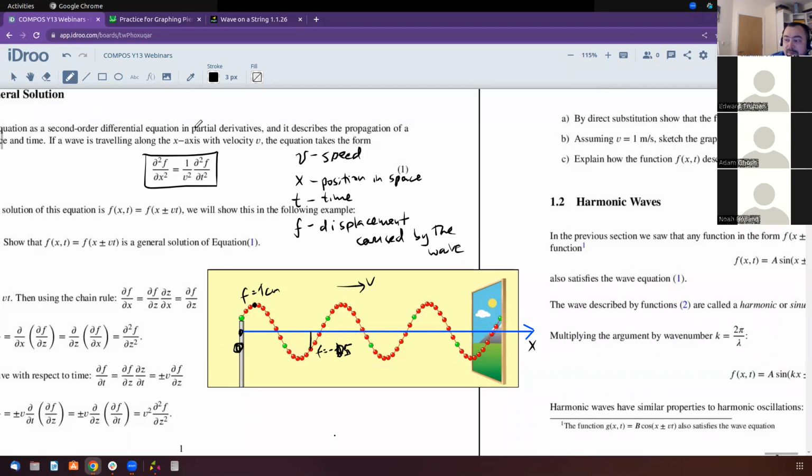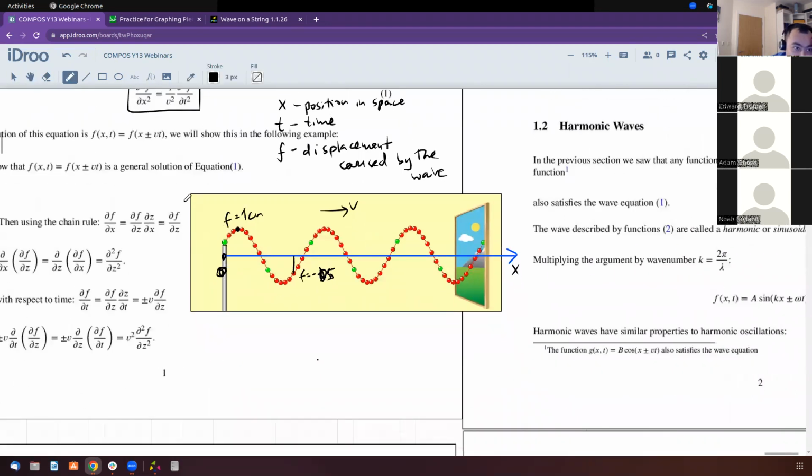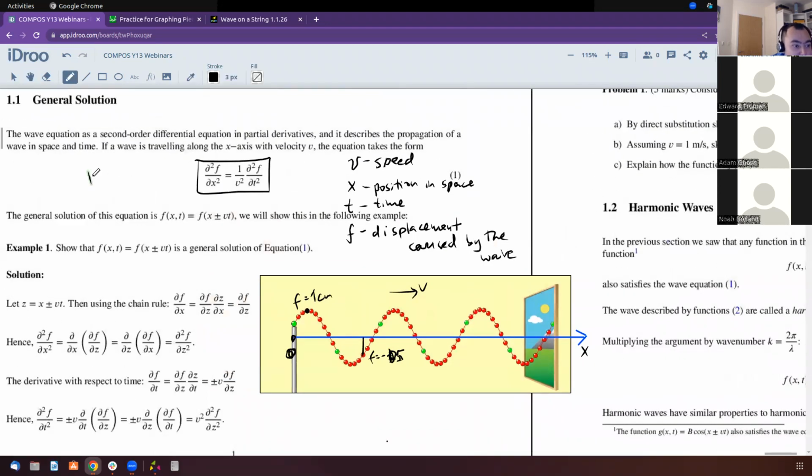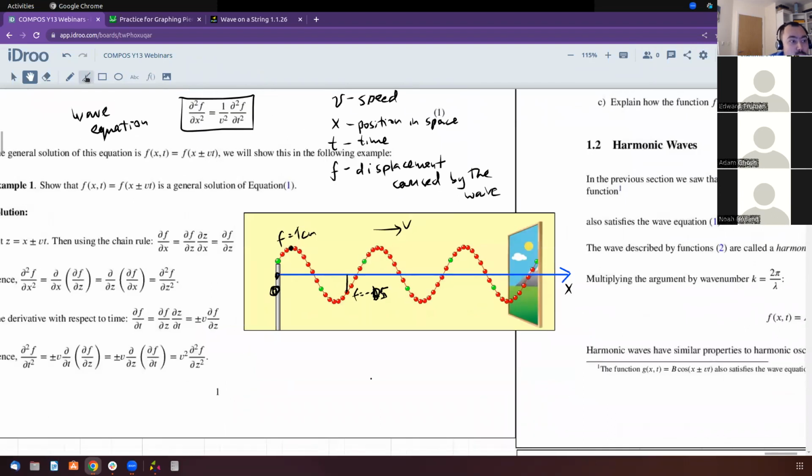Now, the wave function. If this is the wave equation, the solution to the wave equation is the wave function. Let's say the wave function is a function of two variables, f of x and t. For example, it could be 2 multiplied by sine of (2x minus 3t).